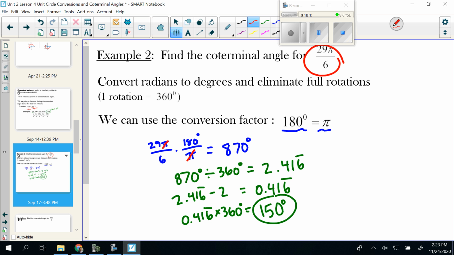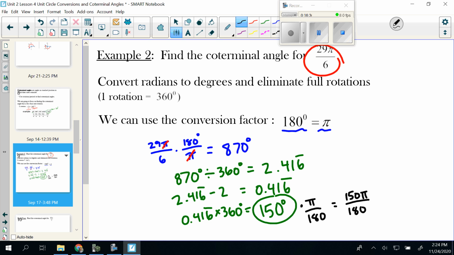Now, one thing with this problem, usually if they start the problem in radians, we probably should find our answer also in radians. So let's multiply back by our conversion factor to figure out what this is. So let's multiply by pi over 180. And if we do that, we're going to get 150 pi over 180.